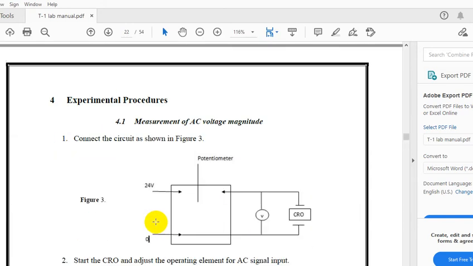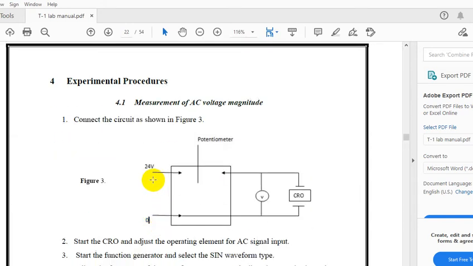Okay, let us start the experiment. Here something new is written, 24 volt. This is the potentiometer, 470 ohm, the voltmeter and the CRO. Let us have a brief description about the CRO.